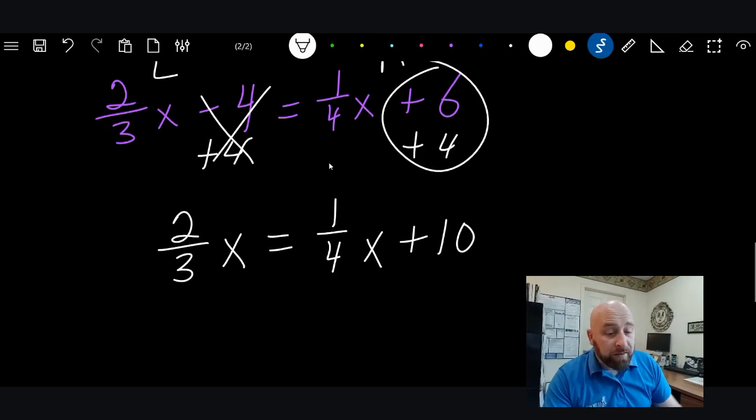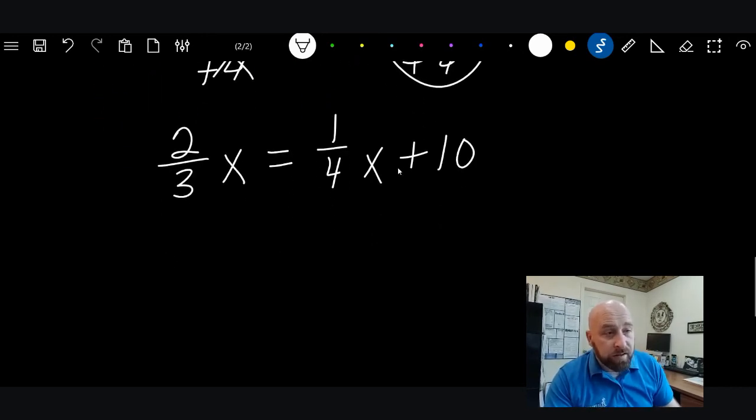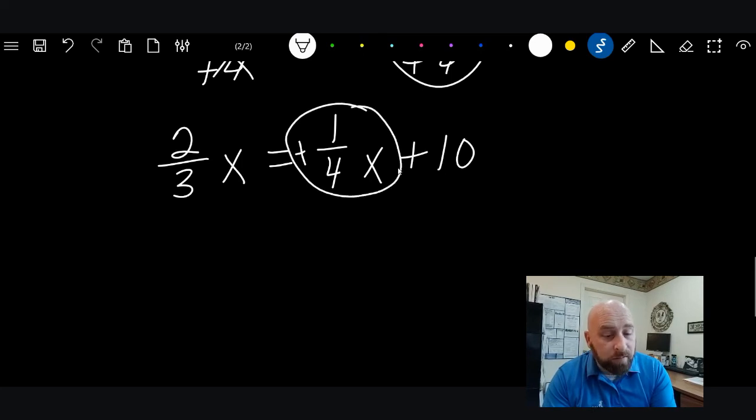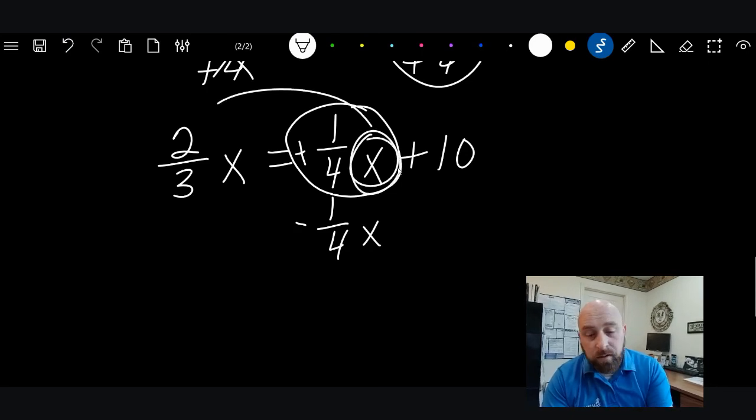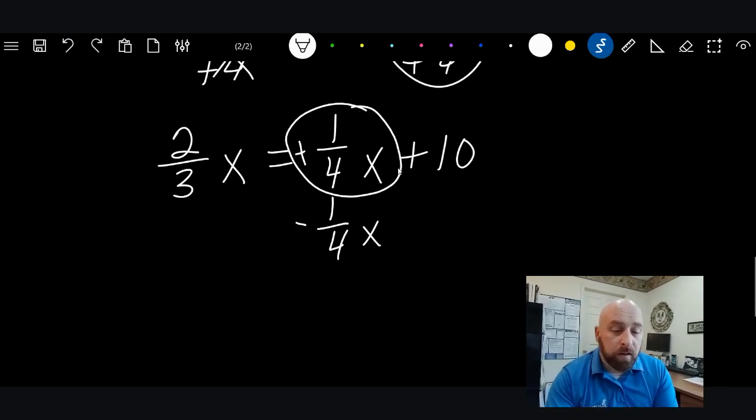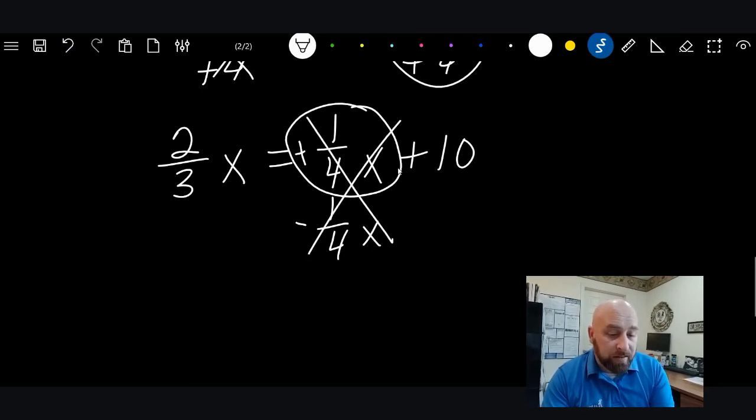Now, I still have some more addition and subtraction. And you might say, no, you don't. You're not adding anything else. Yes, I am. Look here. This is actually a plus. I have this over here that I need to move over there. So we are going to subtract 1/4 x from both sides, because we want to move this letter to this side. Okay. So if I subtract 1/4 x from this, that cancels, and I get just equals 10.